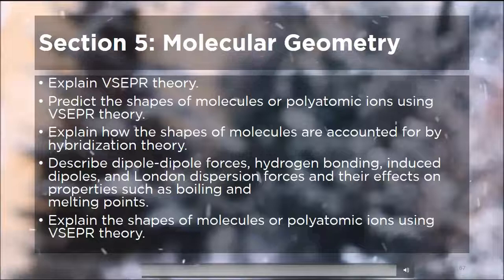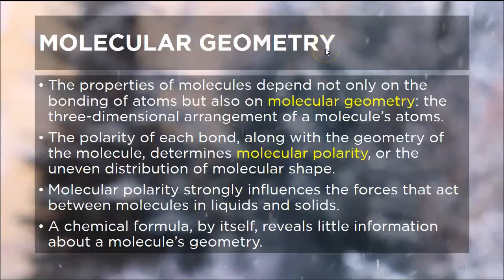So yeah, VSEPR is the theory that is going to help us predict those shapes. We'll talk a little bit about hybrid orbitals and how the shapes are accounted for by orbitals sort of mixing together. And then we're going to talk about forces between molecules. So not just forces inside the molecules, but also forces that molecules have between one another. And also go into polyatomic ions with the idea of VSEPR theory.